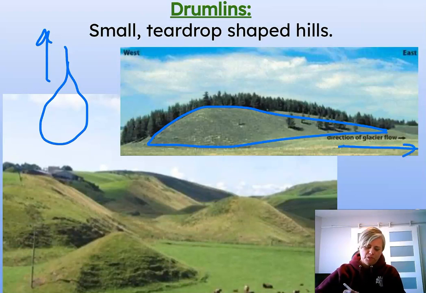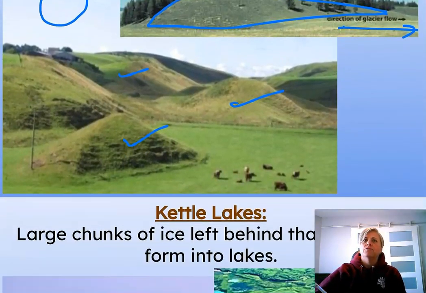So here are some more drumlins that have been formed. Here, I can't tell really from this picture, but these two are really distinctive features. Drumlins, teardrop shaped hills. And as the glacier is moving and sliding over, they're getting cut out.